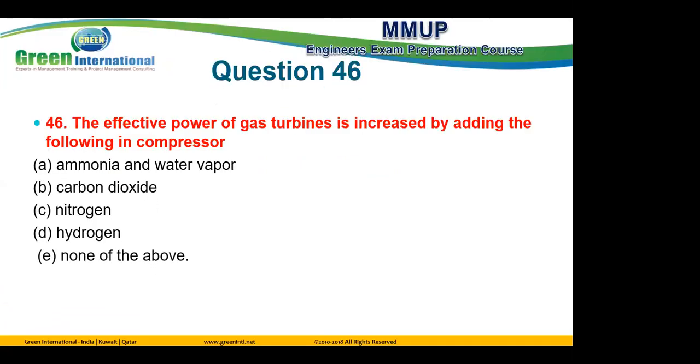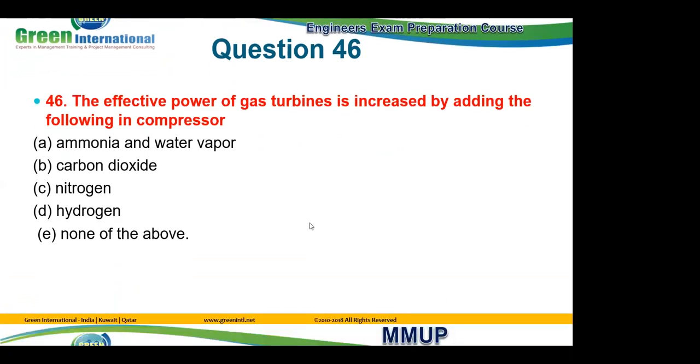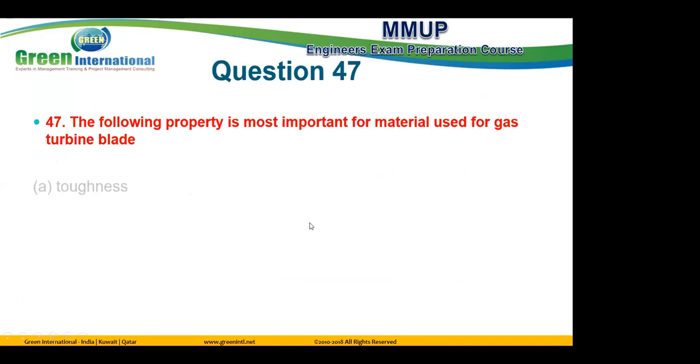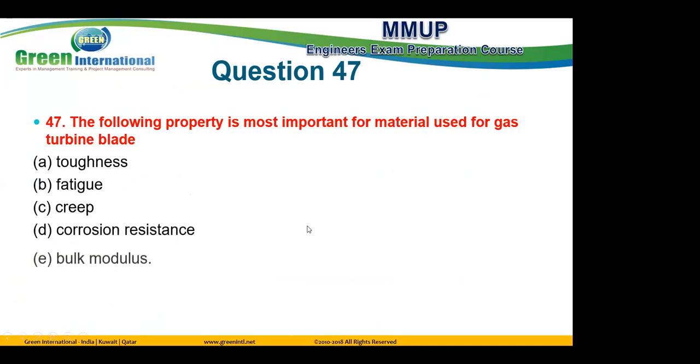The effective power of a gas turbine is increased by adding the following in the compressor: ammonia and water vapor. Which is important? Creep, C. Creep, yes.